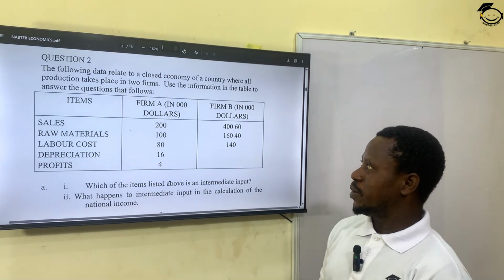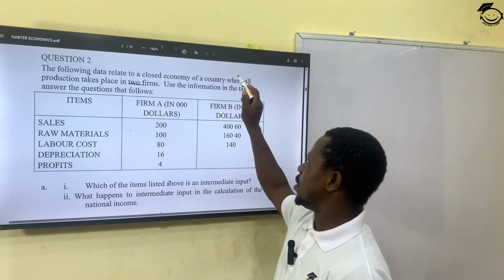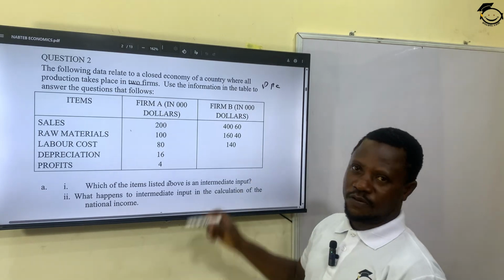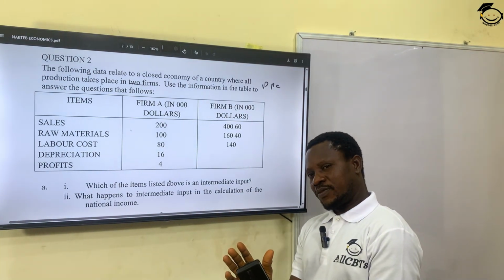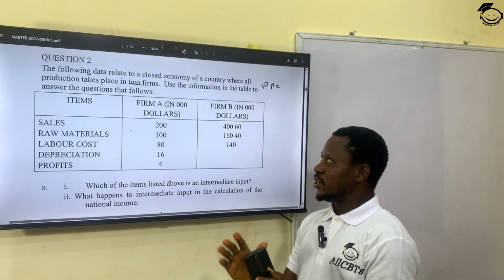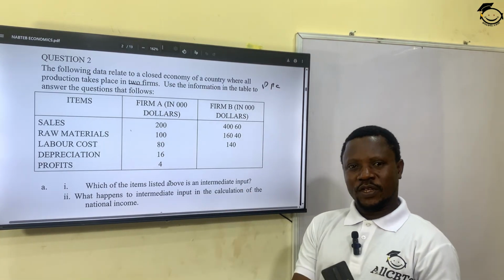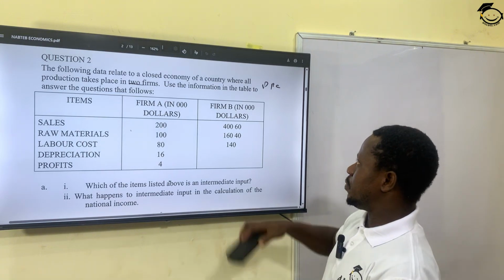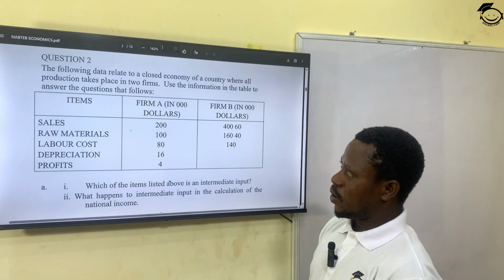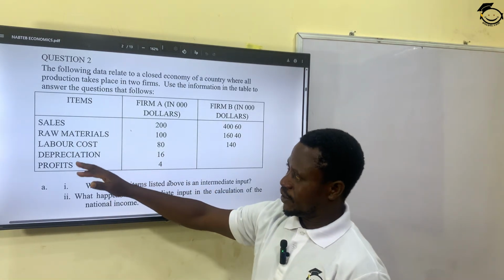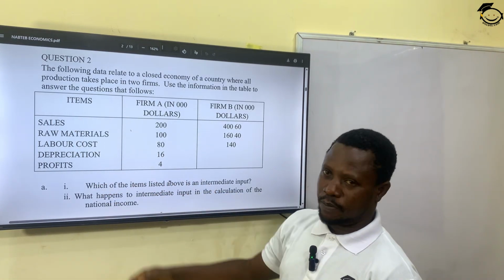Once you see these two firms, your mind should go to PPC, Production Possibility Curve, where whatever resources you have and raw materials, you either use it for the production of a particular product or for another product. So we have these two firms, and we have the items here: sales, raw materials, labor cost, depreciation, and profit.